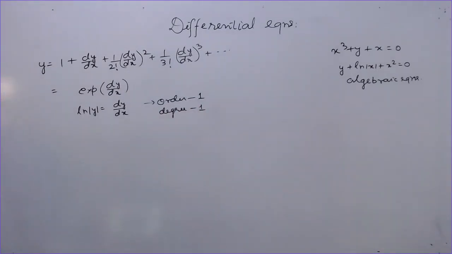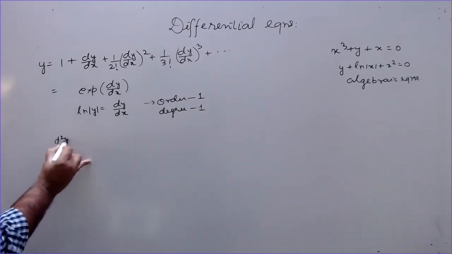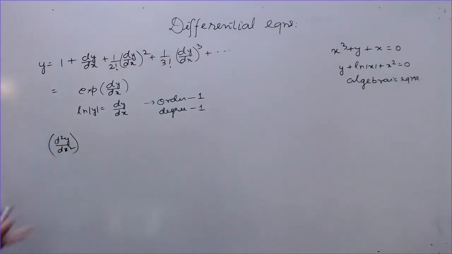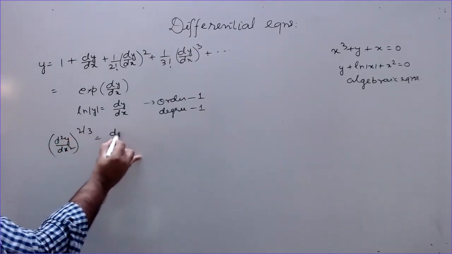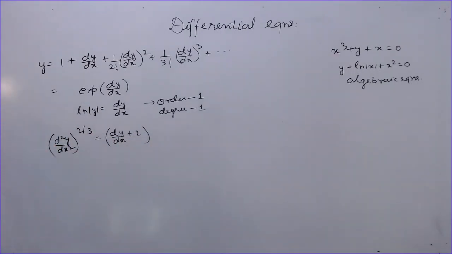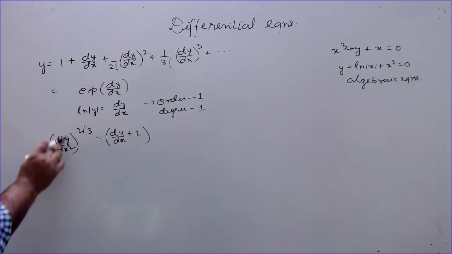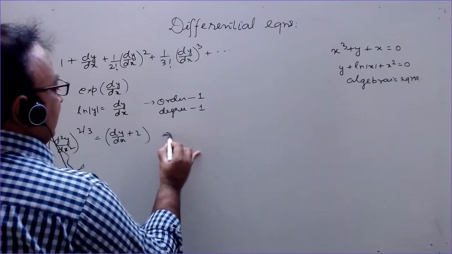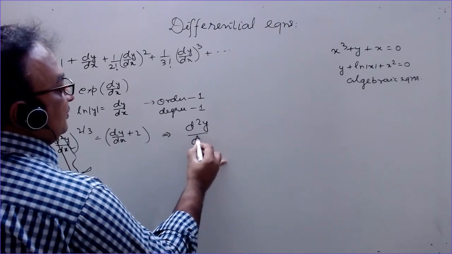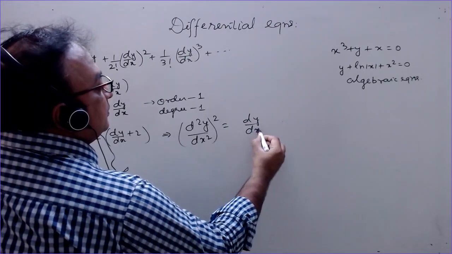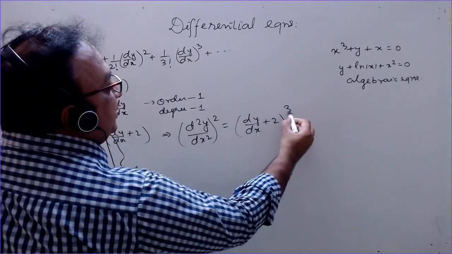Then let me take another example. d2y by dx square whole raised to the power 2 by 3 is dy by dx plus 2. Here the power is a fraction. So what we have to do is we have to convert this power of the highest derivative into an integer. So taking cube of both sides, raised to the power 3.